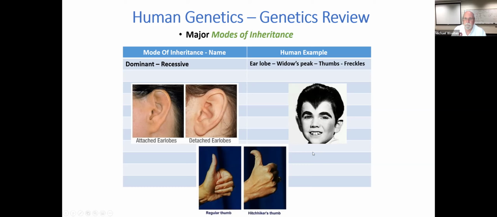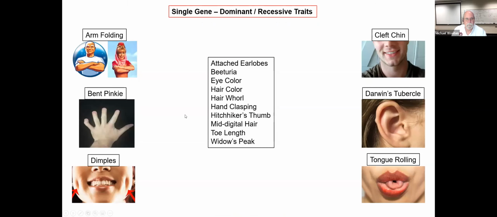These are all classic traits that you often have people do, and there are lots of these. There are things like arm folding, whether you fold over the top left or over the right, like that. Bent pinky, whether the pinky is bent up. Now this is an extreme example here, but the basic idea. Dimples, whether you have cheek dimples or not, those are present forms. Cleft chin. You can't see, I don't have one. A smooth chin or a cleft chin like this.